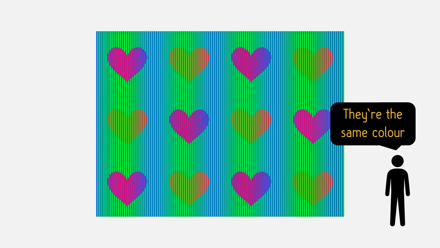Take a close look at this picture. You're probably seeing an alternating pattern of purple and orange hearts. But what if I told you that those hearts are exactly the same color? You can prove this by taking away all the stripes. So, why does this happen?